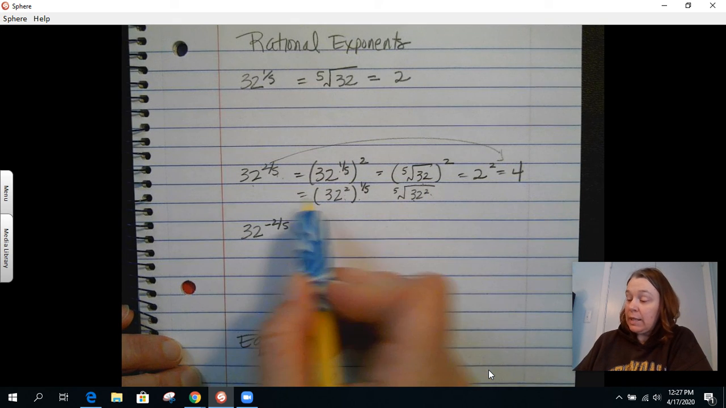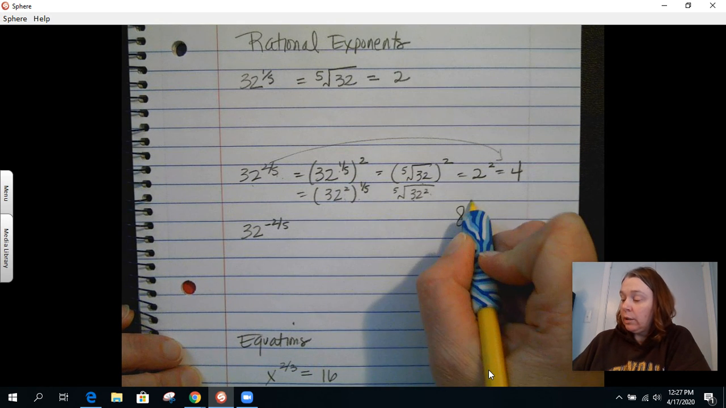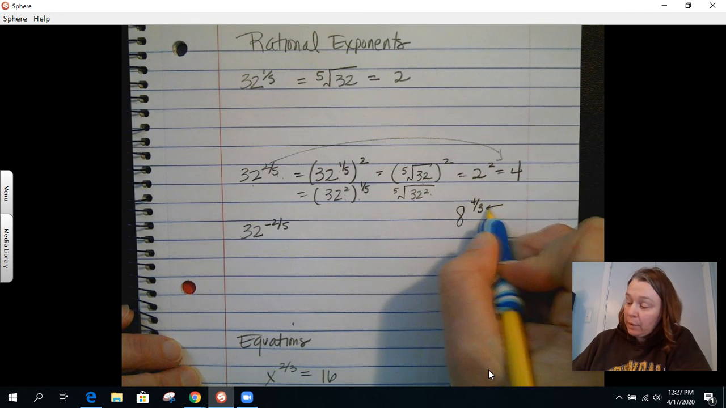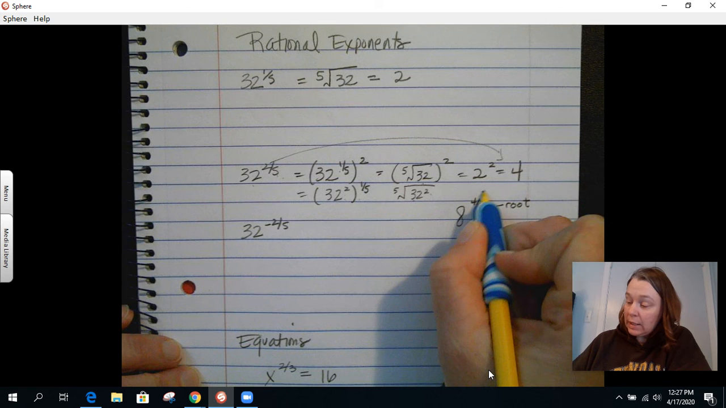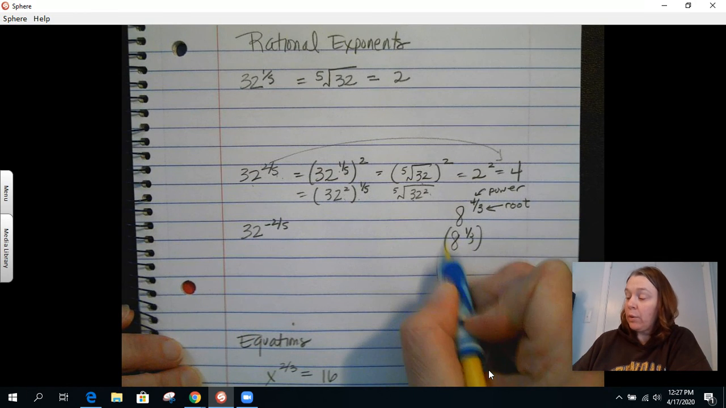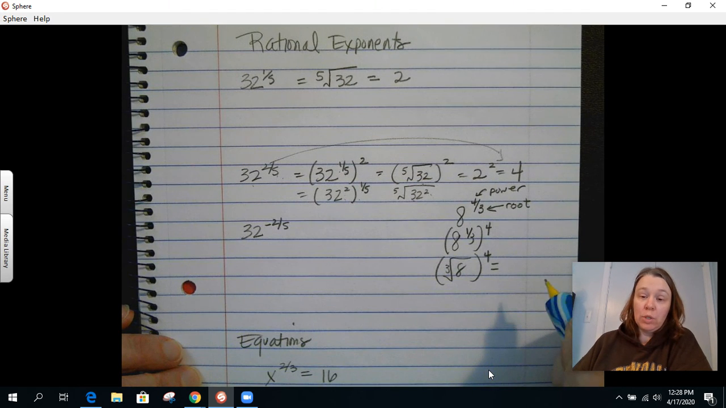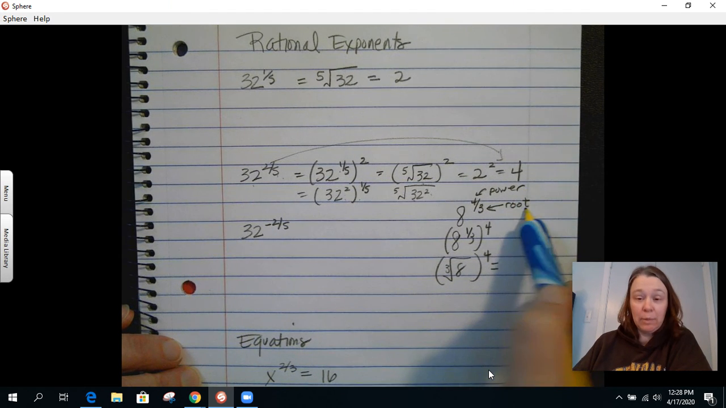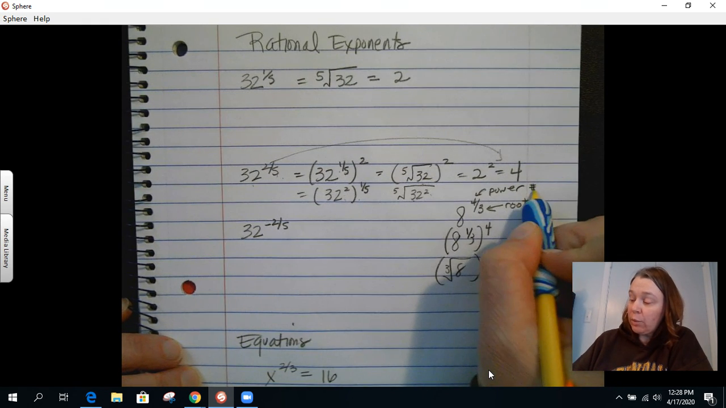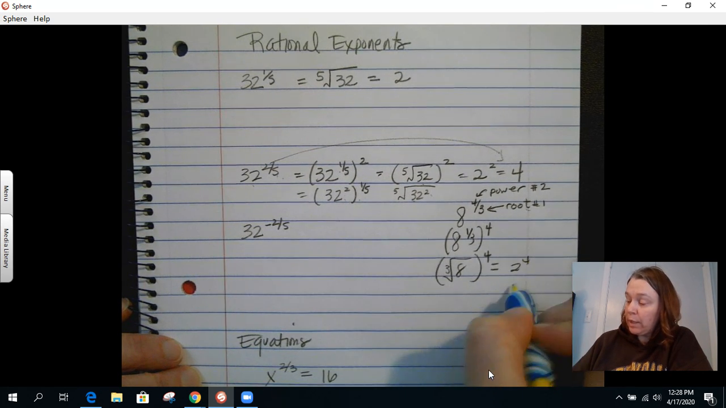So what's always going to be easiest when you're doing something like this, so if I gave you, let's say, 8 to the 4/3 power, is to think of the bottom number as always the root, and the top number as always the power, because I could rewrite this as 8 to the 1/3 power to the 4th. So that means the cube root of 8 to the 4th. So in general, when you have a fraction, the top number is the power, the bottom number is the root. It really doesn't matter the order that you do it in, but it will be easiest if you first take the root and then take the power. So this would have been 2 to the 4th, which would be 16.